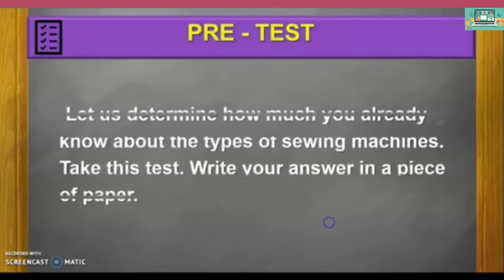Let us see your prior knowledge for today's lesson. Let us determine how much you already know about the types of sewing machines. Take this test. Write your answer on a piece of paper.